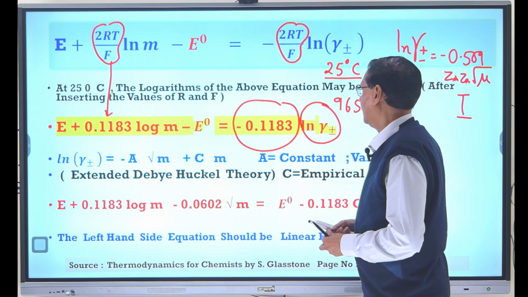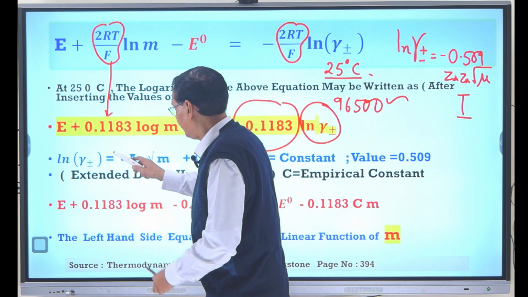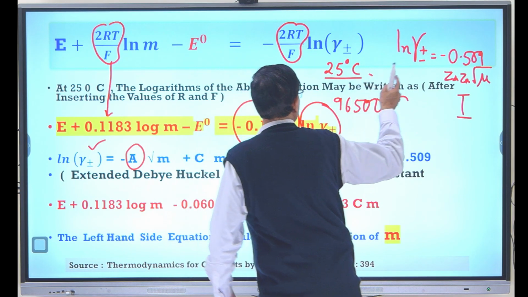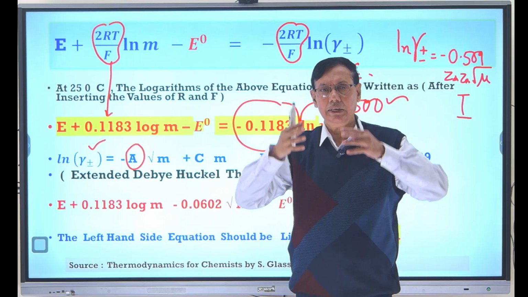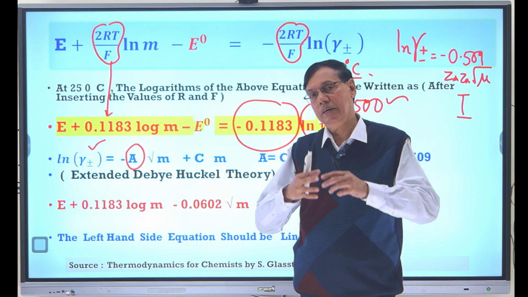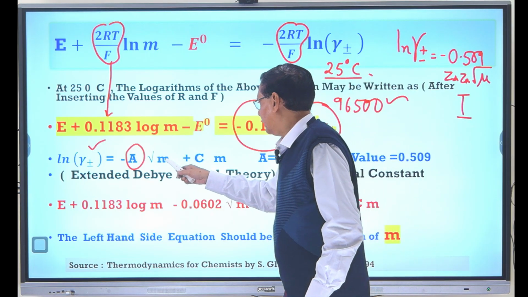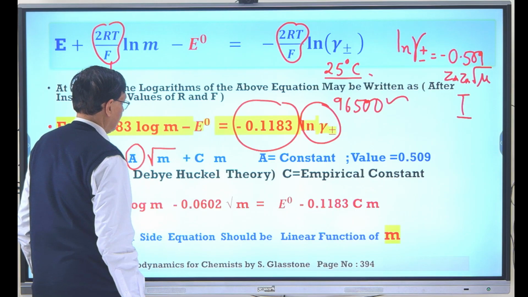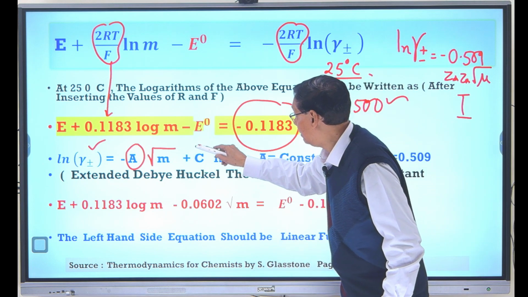So no question there. But if I modify that equation to the extended form, natural log of gamma plus-minus has 0.509, and A is a constant. We can determine it when we work out the Debye-Huckel equation in water, the thickness of the ionic atmosphere. You remember 0.509. m is the molarity, under root of m plus cm, because this is an appreciable concentration; that is also an empirical constant.